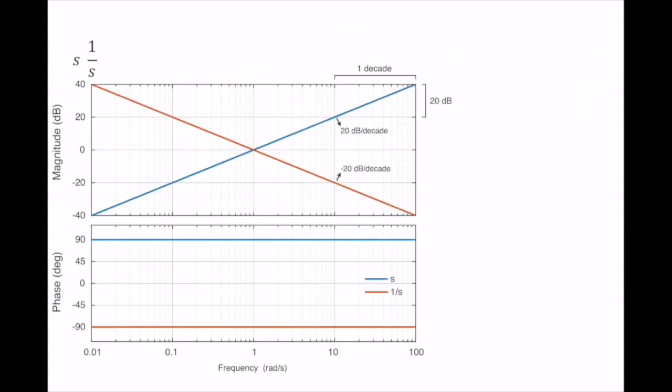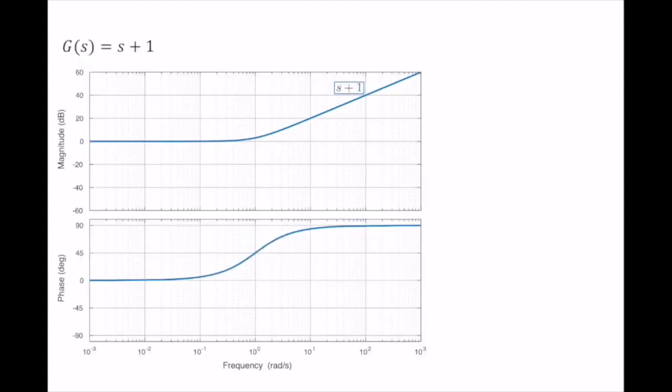So these are the most fundamental and basic functions for which we can draw the Bode plots. But you will see that these lines are a good way of approximating even more complex Bode plots. And we will see how to approximate first order and second order transfer functions using asymptotic line approximations. So let's start with a simple transfer function, s plus 1.